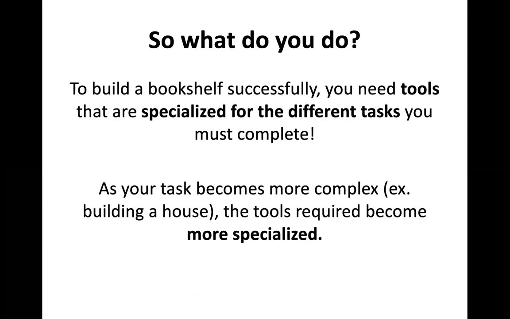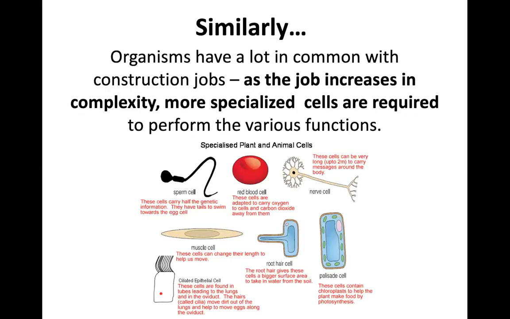All right, so as your task becomes more complex, for example, building an entire house, the tools required become even more specialized. Because we went from just putting a bookshelf up, right? Now we're building an entire house. So lots more specialization. Similarly, organisms have a lot in common with construction jobs. As the job increases in complexity, more specialized cells are required to perform the various functions.